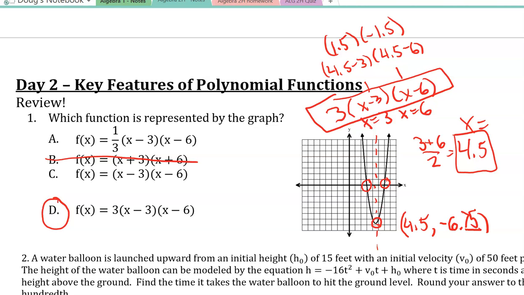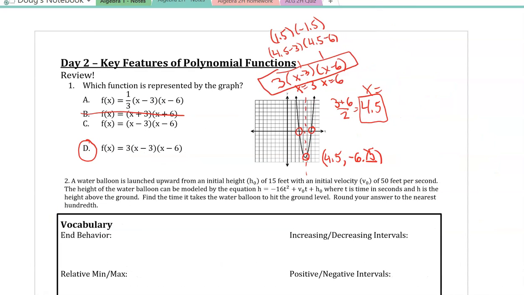Let's move on to our second review problem. Here we have a water balloon is launched upward from an initial height of 15 feet and an initial velocity v0 of 50 feet per second. The height of the water balloon can be modeled by the equation as given, where t is the time in seconds and h is the height above the ground. Find the time it takes for the water balloon to hit the ground level and round your answer to the nearest hundredth. Let's write out our equation with those values for v0 and h0 put in.